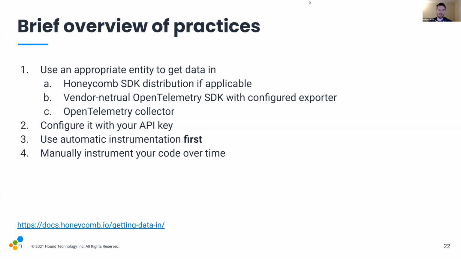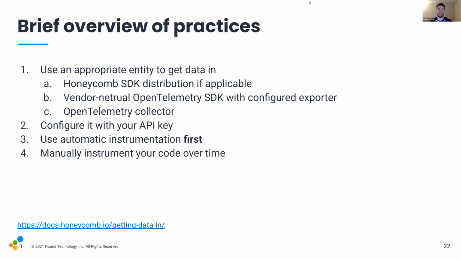So if you want to get started with instrumenting with OpenTelemetry and getting data into Honeycomb, there's this 4-step process that I think is really helpful to go through. So the first is you want to pick an appropriate entity to get your data in. That could be a Honeycomb SDK distro of a particular language. If you decide not to use that, you could use the vendor neutral OpenTelemetry SDK, and then you just wire up an exporter that points to Honeycomb. And you may have reasons for that. Or you can pick the OTel collector. Whatever works best for your requirements and what you're trying to do, you pick the correct one.